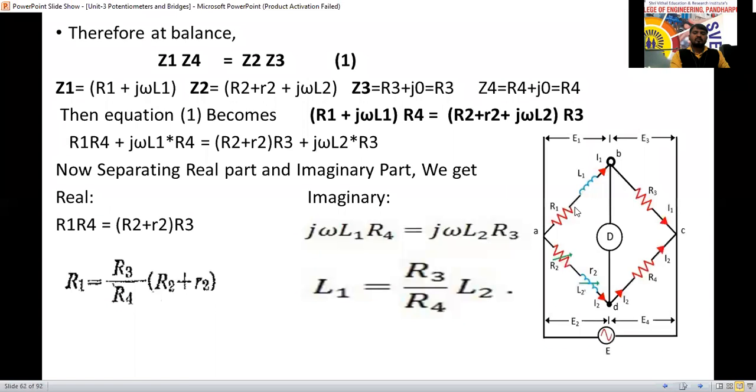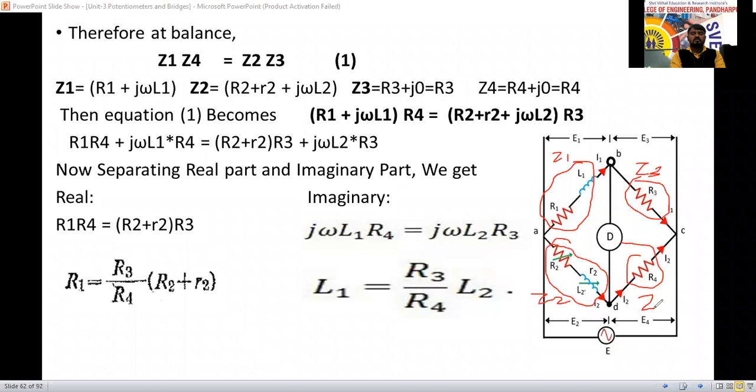Now, considering this circuit, this complete form of branch 1, can I consider this as Z1? This one is Z1, I can write like this. This one, can I consider as Z2? Yes. This one is branch 3, I will consider as Z3, because for AC bridges we are going to use impedances. Now, this is Z4.